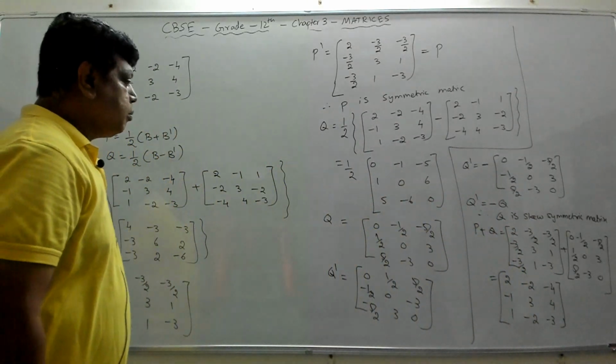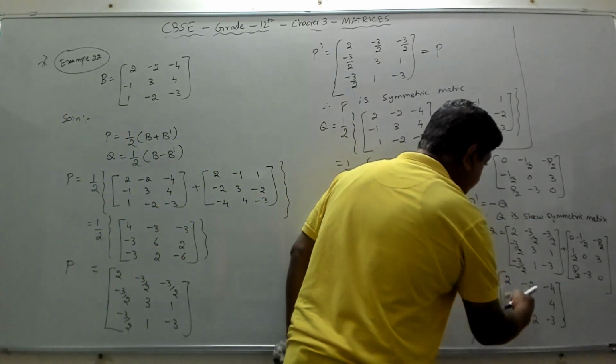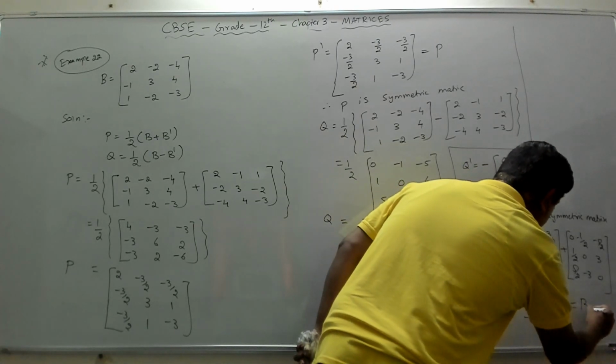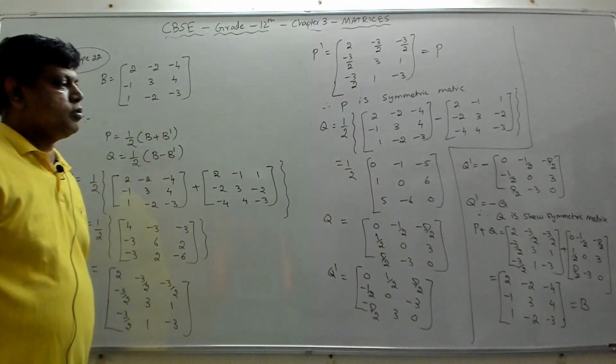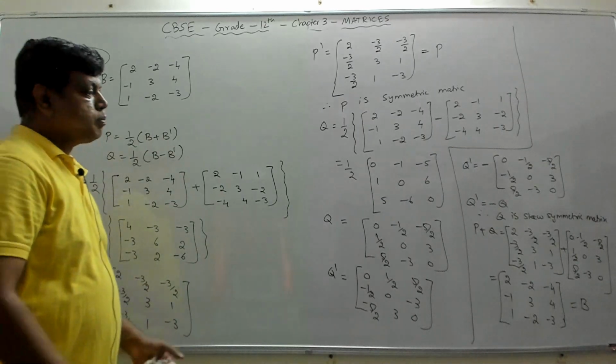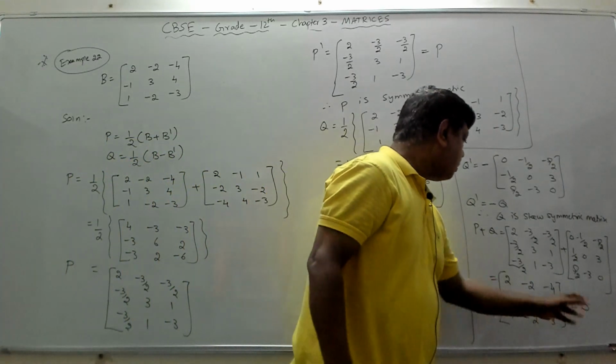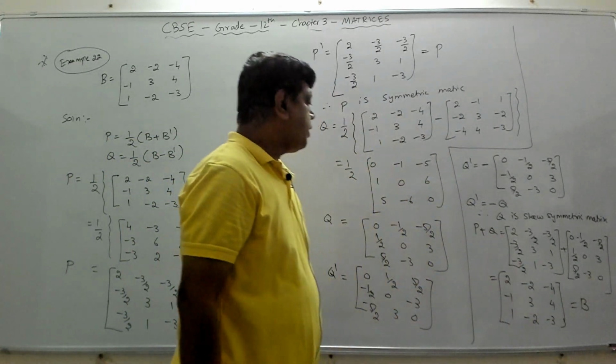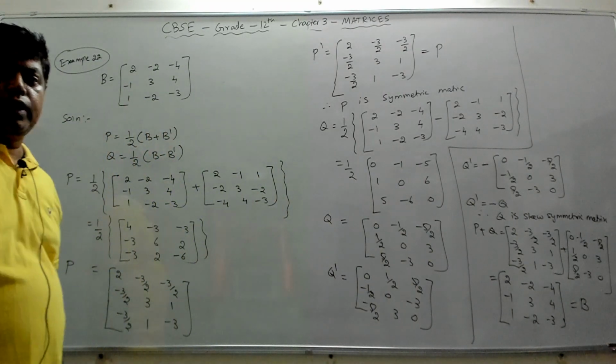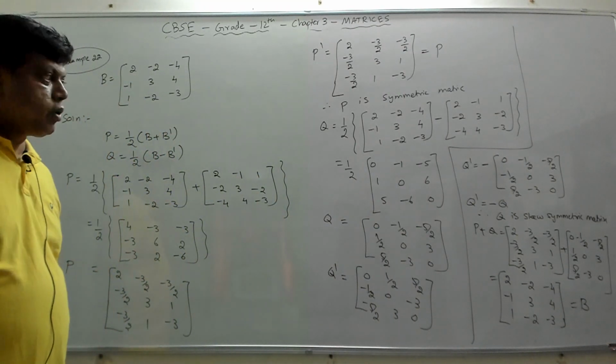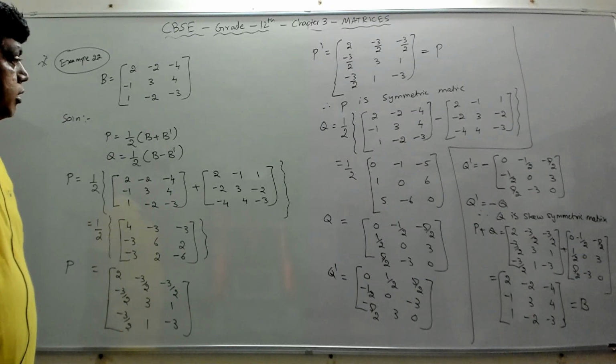So when we added P plus Q, we got this matrix. So what is this matrix? This is your B matrix. So we have expressed your B as sum of a symmetric and skew symmetric matrix. Clear? So all of you can pause the video and take the notes.